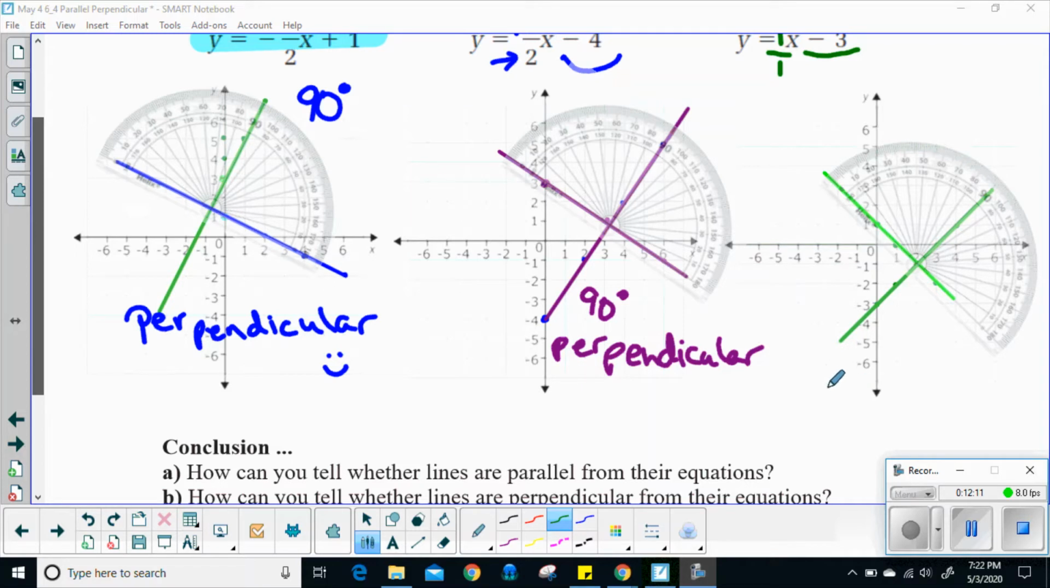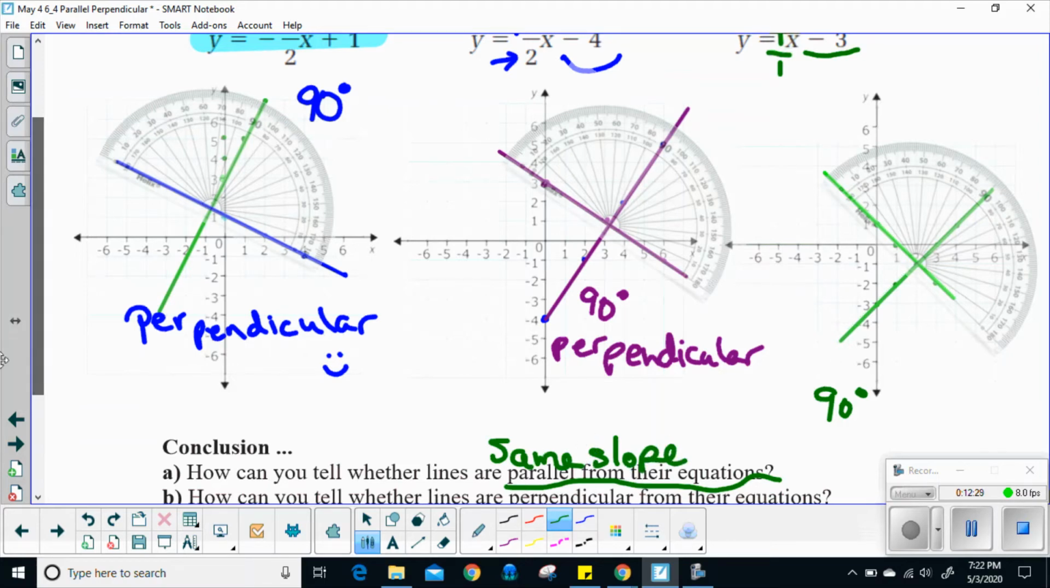So all 3 pairs of these lines ended up being perpendicular. They were 90 degrees to each other. That means perpendicular. So how can we tell lines are parallel just from their equations? That meant that they had the same slope, right? They had the same slope.